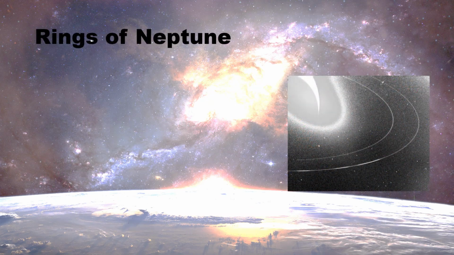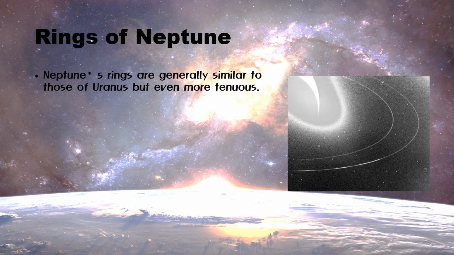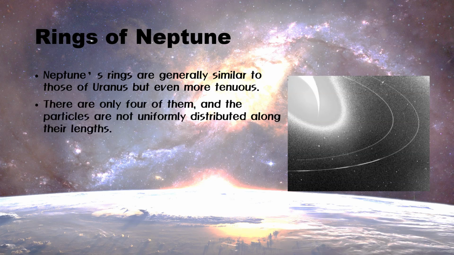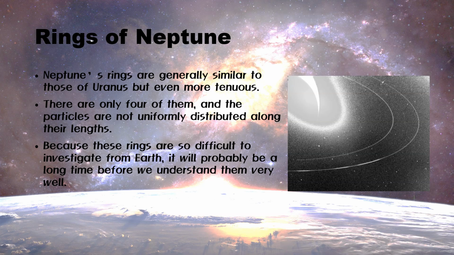Now, what about Neptune? Because we said all the giants have rings, so let's look at Neptune. Well, Neptune's rings are generally pretty similar to that of Uranus, but they're even more tenuous. Now, there's only 4 rings around Neptune, and the particles here are not as uniformly distributed along their lengths. Now, because these rings are so difficult to investigate from Earth, it's actually going to be a very long time before we understand them very well, because remember, Neptune is a very, very far distance away.